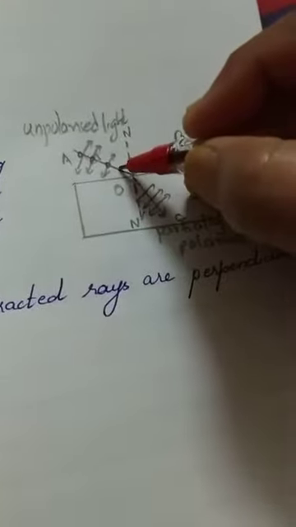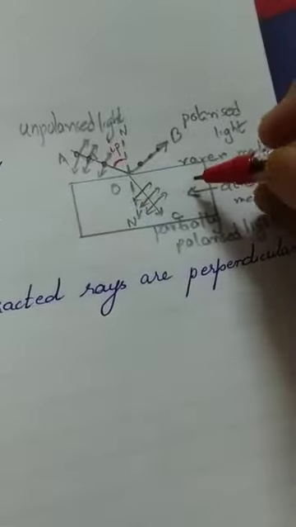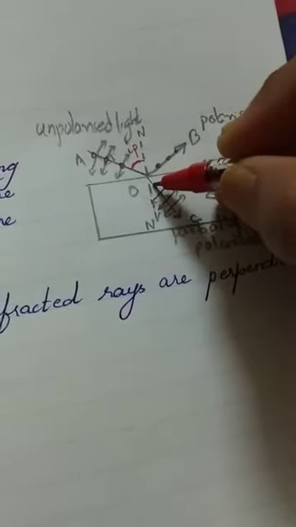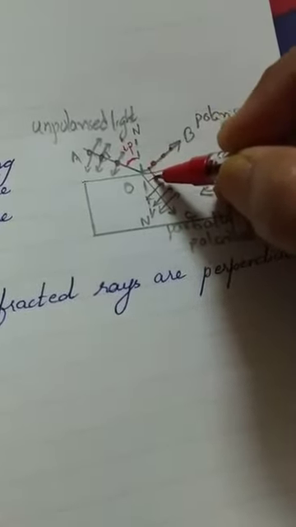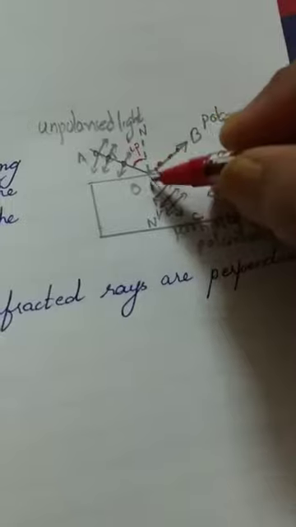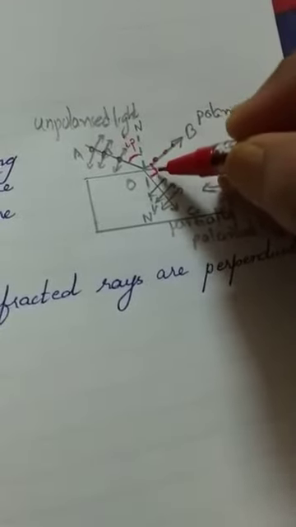This angle AON is the angle of incidence IP. According to Brewster's law, this angle here, BOC, is 90 degrees.